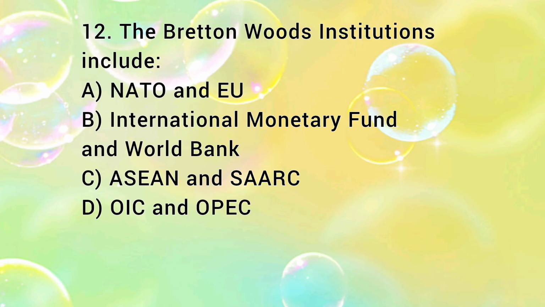The Bretton Woods institutions include NATO and EU, International Monetary Fund and World Bank, ASEAN and SAARC, OIC and OPEC. The right option is B, IMF and World Bank, because these institutions were created in 1944. These institutions stabilize global finance and provide development assistance supporting economic globalization.